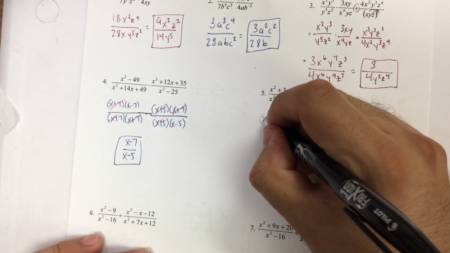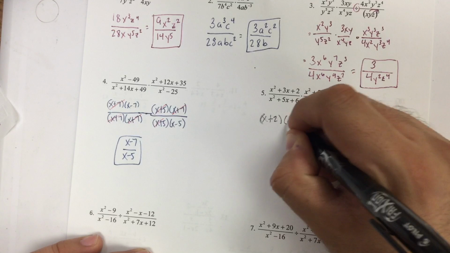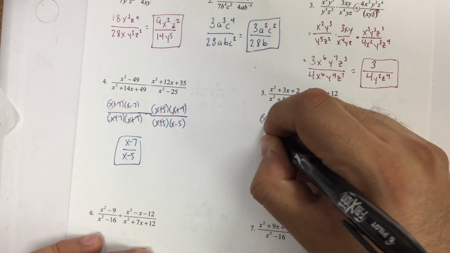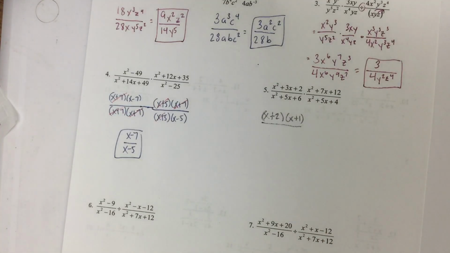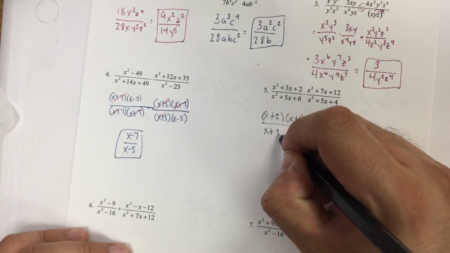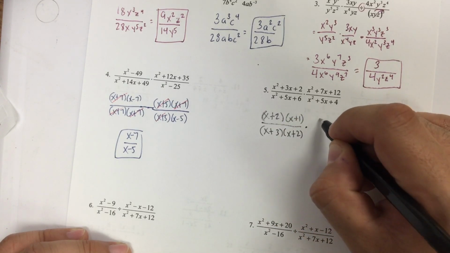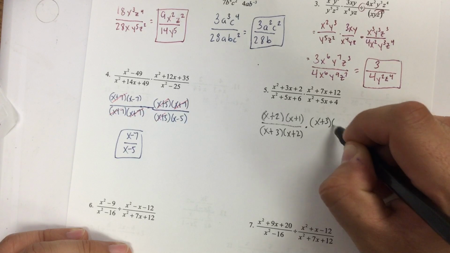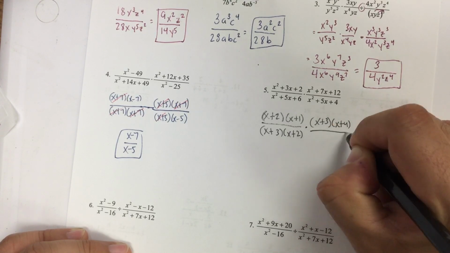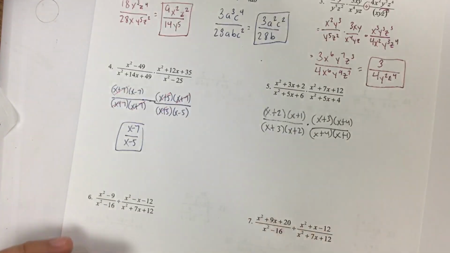Let's try that again. X plus 2 and x plus 1. That one's running out too. So this would be x plus 3, x plus 2, times, this one looks like x plus 3, x plus 4, and x plus 4, x plus 1.